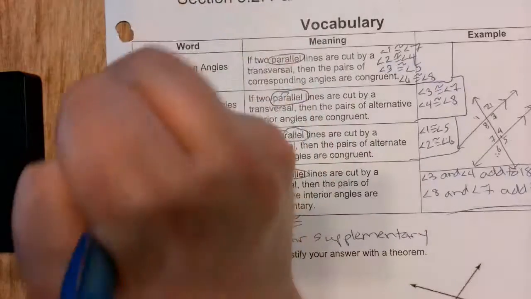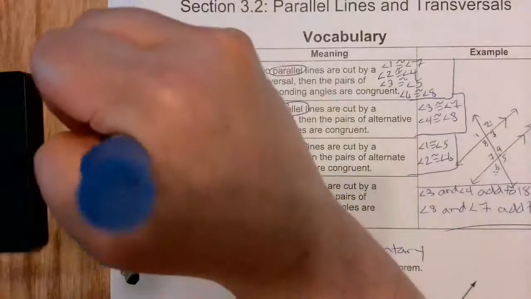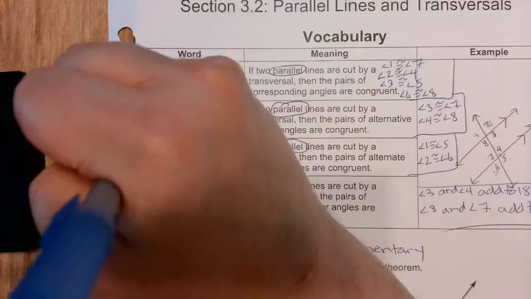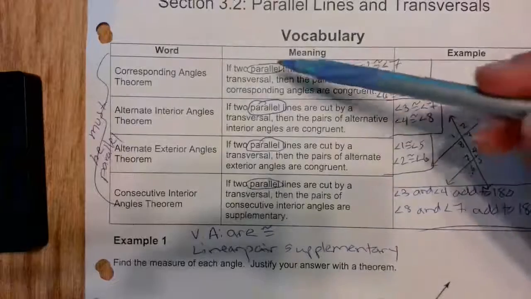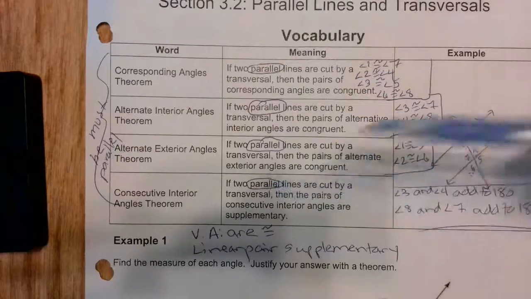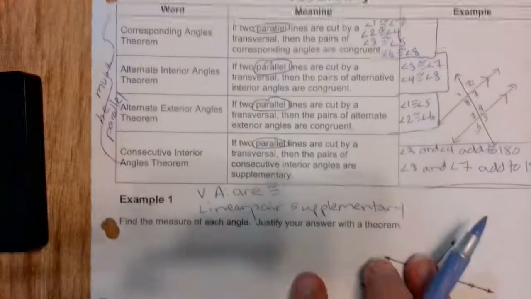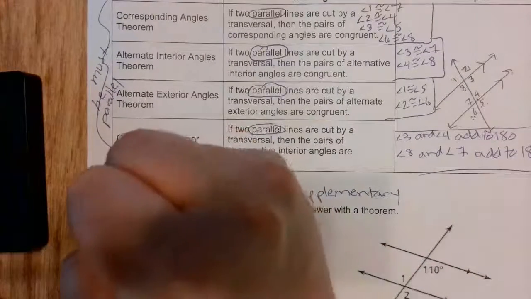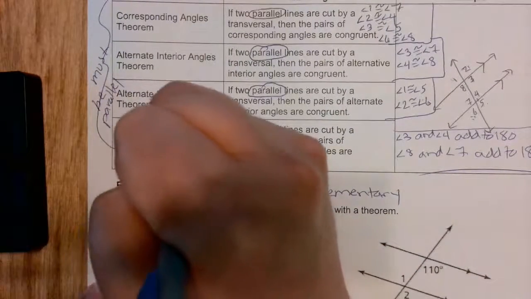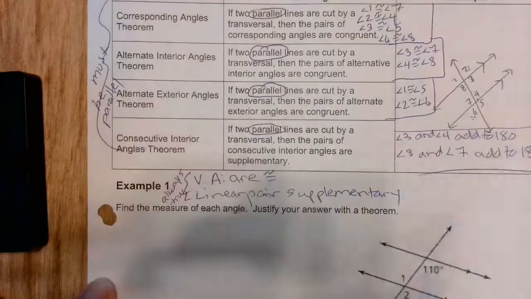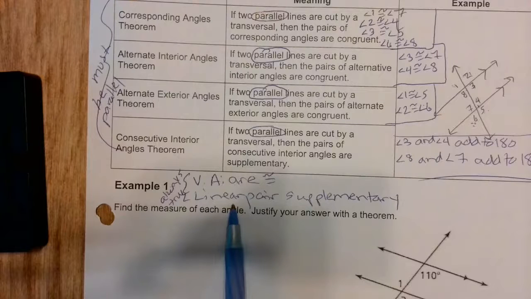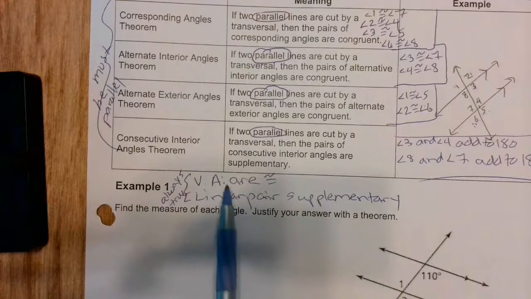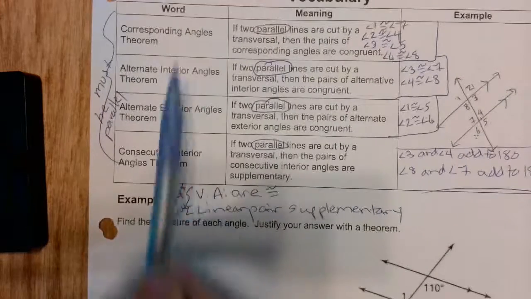Now these 4 must be parallel. For them to be true, your lines must be parallel. These 2 down here are always true. We don't even need 2 lines to have vertical angles. We don't even need 2 lines to have a linear pair. They certainly don't have to be parallel. These are always true. These 4, your lines must be parallel.